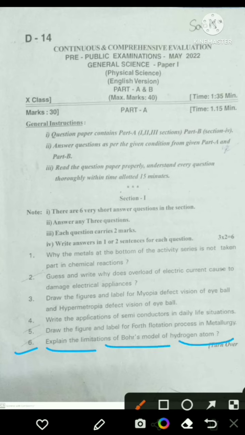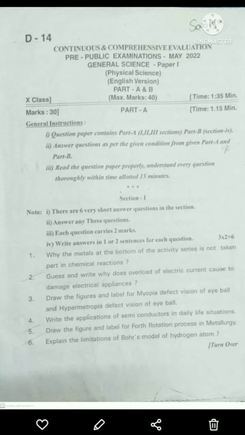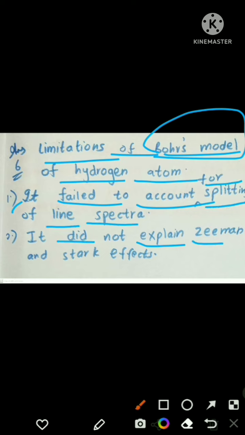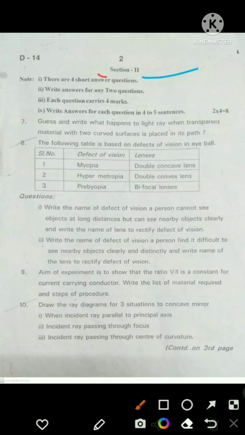Explain the limitations of Bohr's model of hydrogen atom. Limitations means drawbacks or disadvantages. So you know, in structure of atom, we have studied Bohr's model of hydrogen atom. So what are the drawbacks? It failed to account for the splitting of line spectra, that is, we could not split the line spectra in case of Bohr's model, and it did not explain the Zeeman and Stark effects.